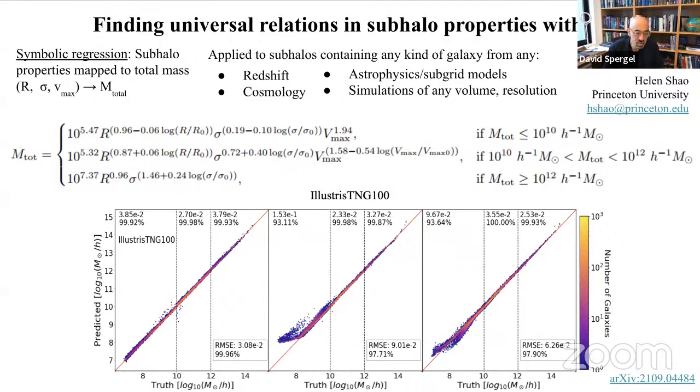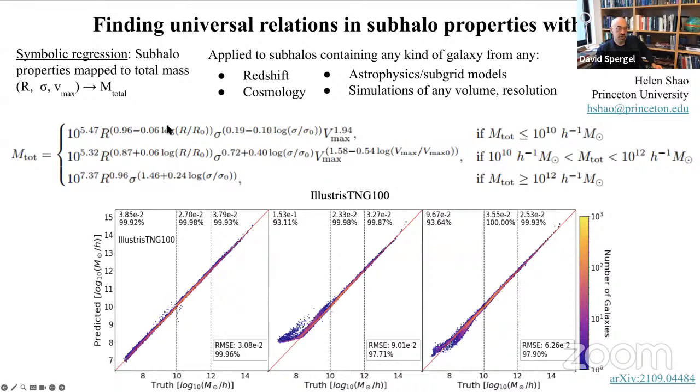And here we've made use of two steps in this. First is we look at the simulations, measure things like the mass of the galaxy, and then try to relate that to observable properties like the galaxy radius, the velocity dispersion of stars, the maximum velocity we see. The first step is to fit a neural net to go from these parameters to the total mass, and then use symbolic regression to derive equations.